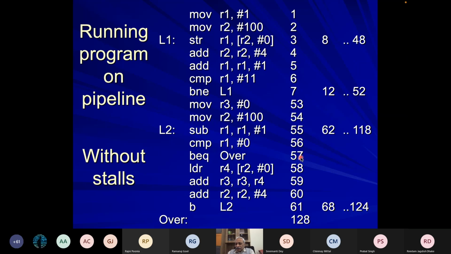Okay, so is this cycle counting clear? Yes, sir.